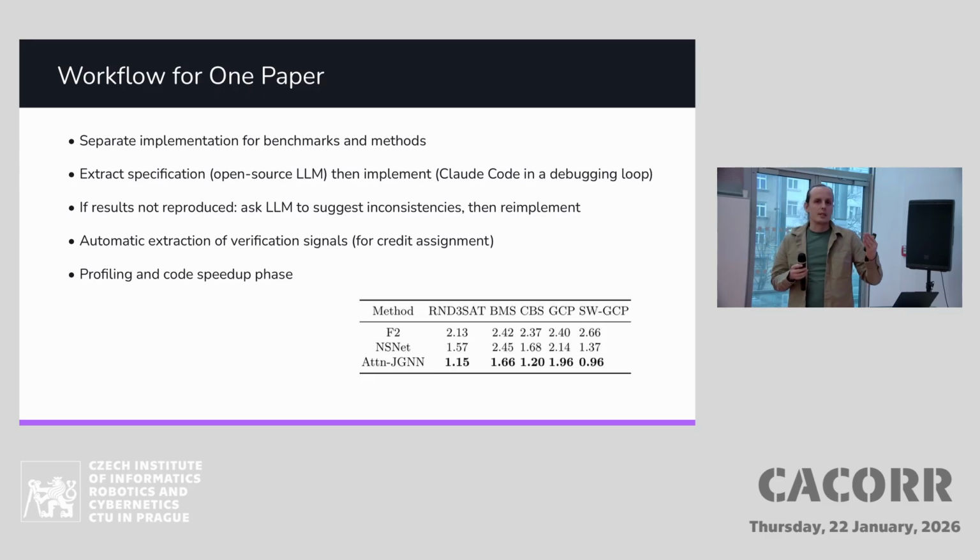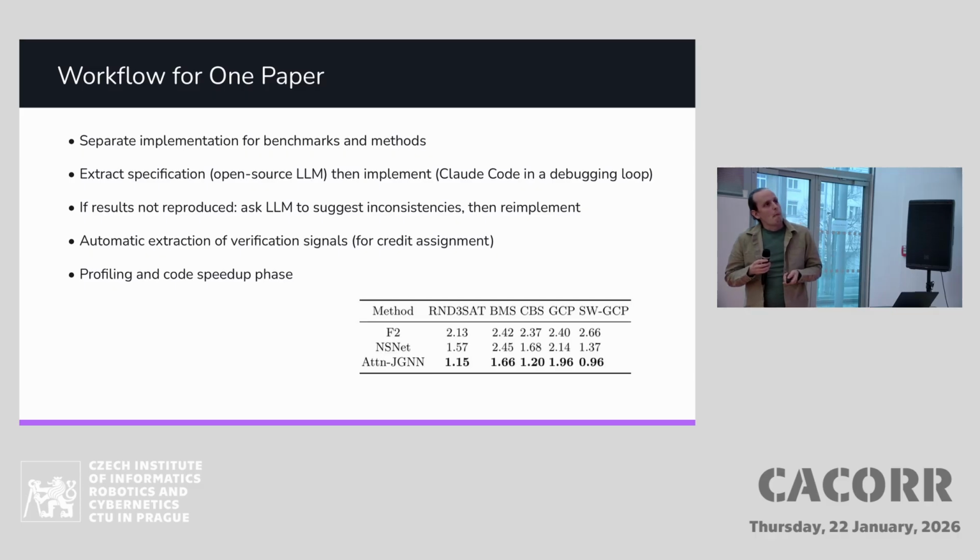So we run the coding agent in a debugging loop where we basically ask it to implement the code and make sure that it trains. And it can implement the code, try to train it, see there is an error, fix it, and continue until it works. And then we manually train it and see whether we have the same accuracy or performance as in the paper. And if not, we need to fix it. We ask the LLM to suggest possible inconsistencies. We manually check them, and if there is something suspicious, we ask it to re-implement.